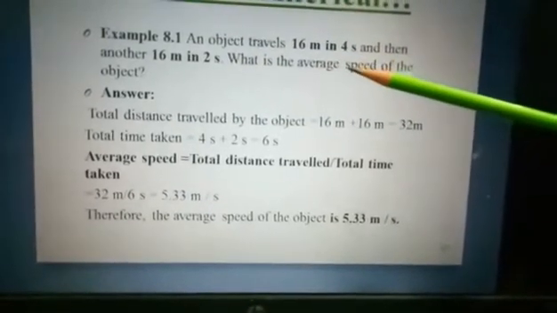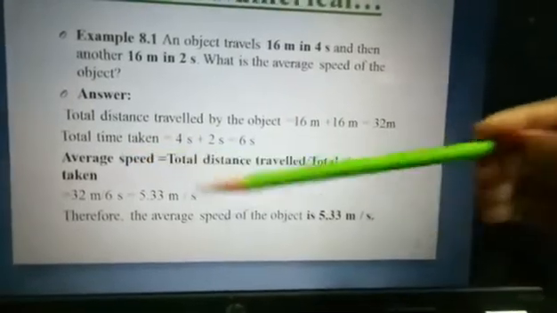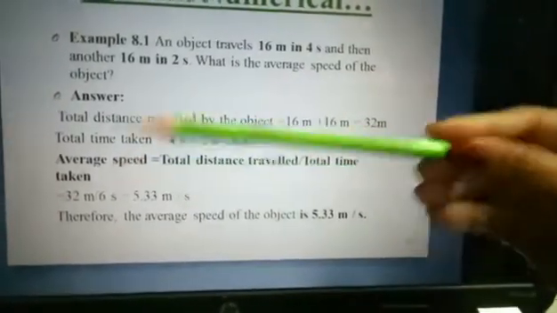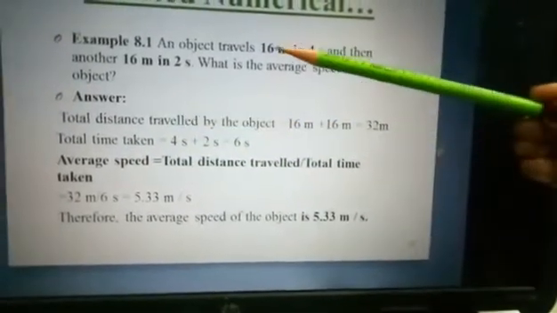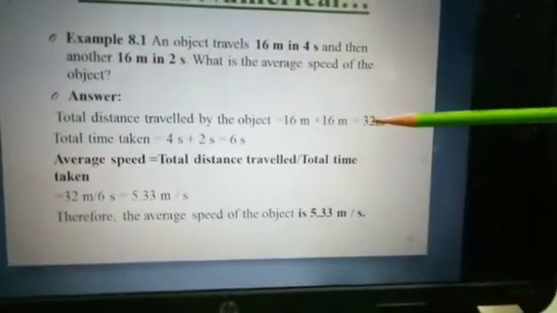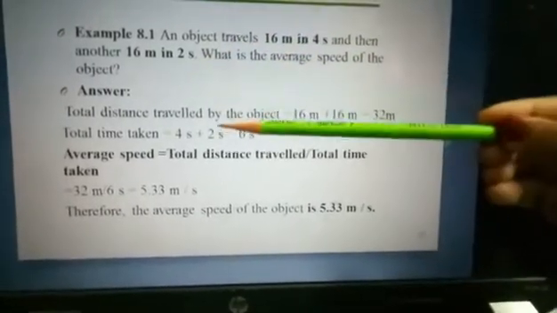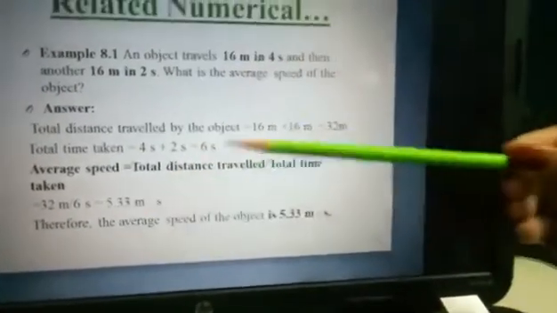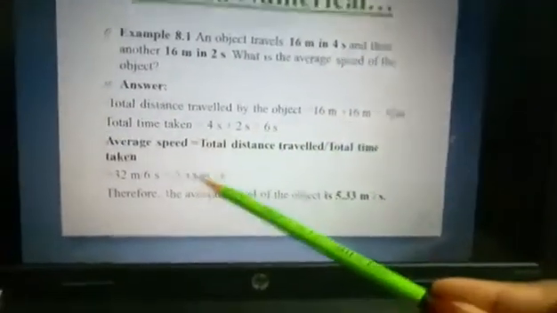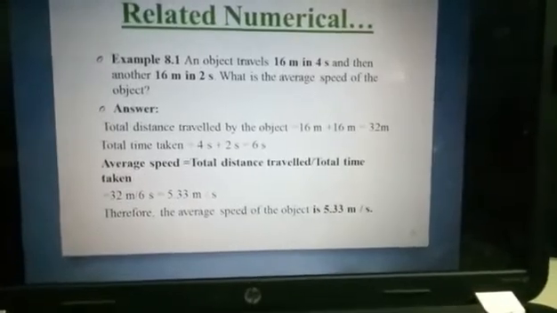Here our question is to find out the average speed. As you are already aware, average speed means total distance upon total time taken. So total distance means 16 meter and 16 meter, so total is 32 meter. And then time is 4 seconds and 2 seconds, so total time is 6 seconds. So when you divide 32 by 6, you will get the answer 5.33 meter per second.